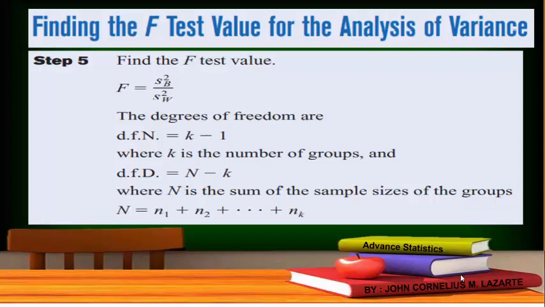The other things that we need to know are the degrees of freedom numerator, denoted as d.f.N, which is equal to k minus 1, where k is the number of groups, and the degrees of freedom denominator, d.f.D, which is equal to n minus k, where n is the sum of the sample sizes of the groups.